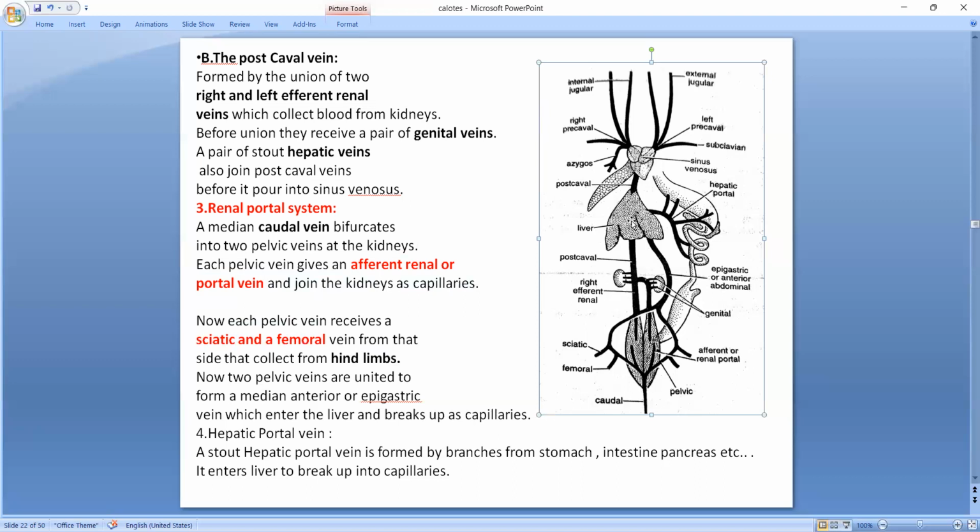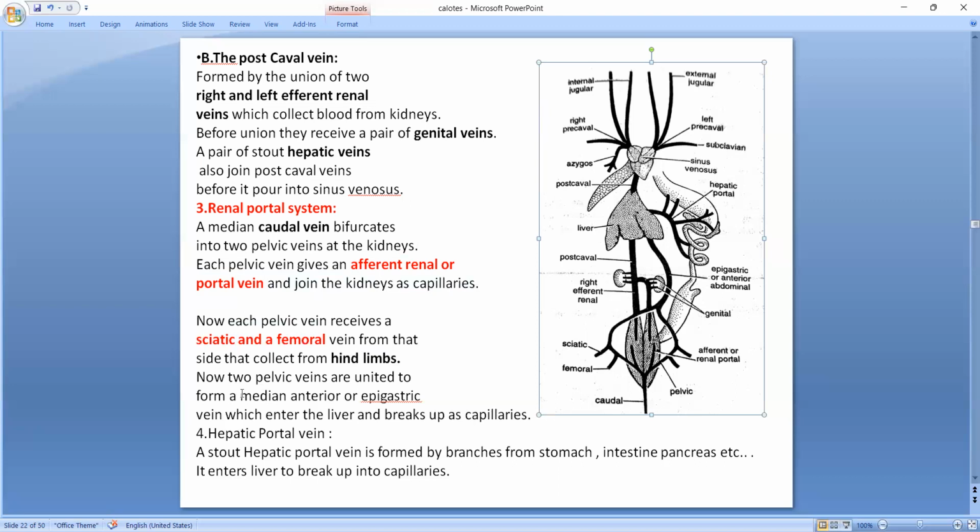Okay, in amphibians, this anterior abdominal vein, before joining the liver, also gives one branch to the hepatic portal vein. But here it is not like that. This epigastric or anterior abdominal vein is formed by the union of the pelvic veins of both respective sides, and it directly joins the liver. It ends as capillaries in the liver.